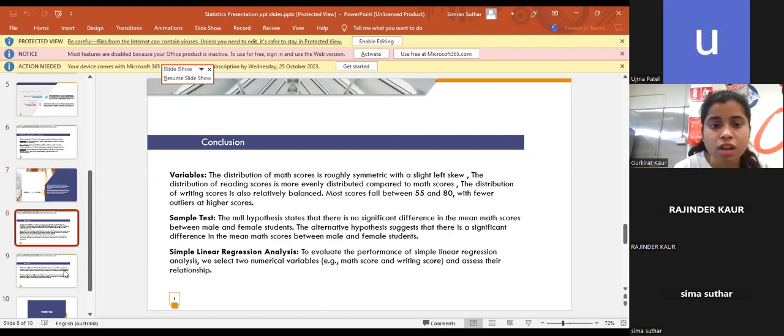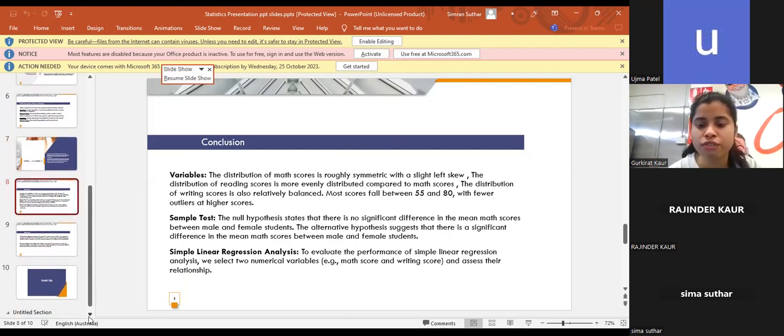Variables. The distribution of math scores is roughly symmetric with a slight left skew. The distribution of reading scores is more evenly distributed compared to math scores. The distribution of writing scores is also relatively balanced. Most scores fall between 55 and 80, with fewer outliers at higher scores.